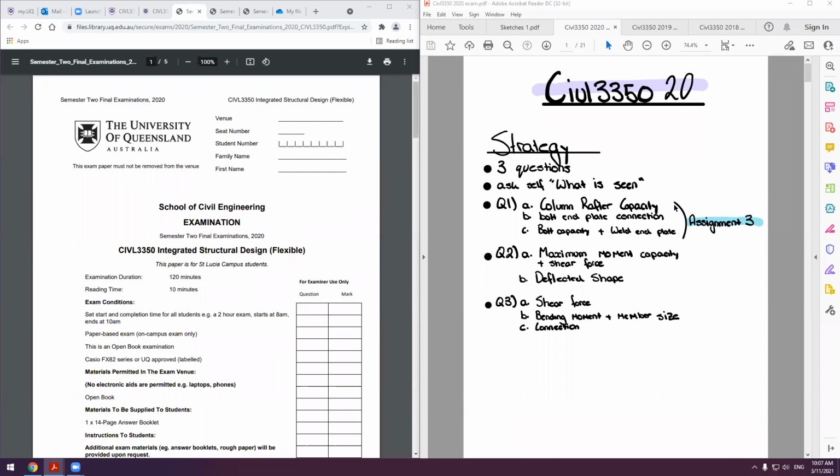Then your third question is this shear force of a steel member, and then you're calculating your bending moment and member size capacity, and then it's another connection drawing. Again, I think it's always the exact same connection, so you just take them into the exam and rewrite it.